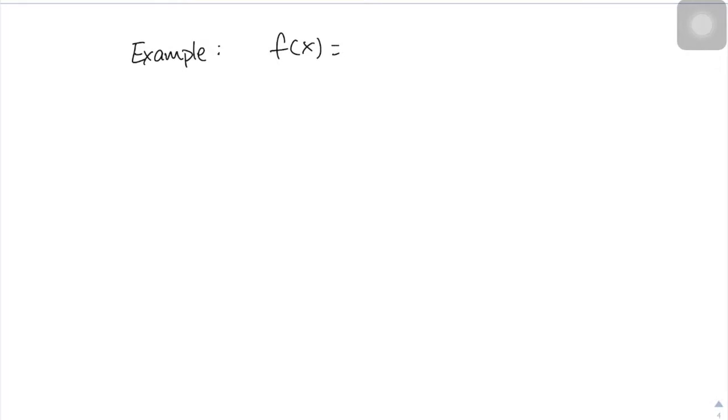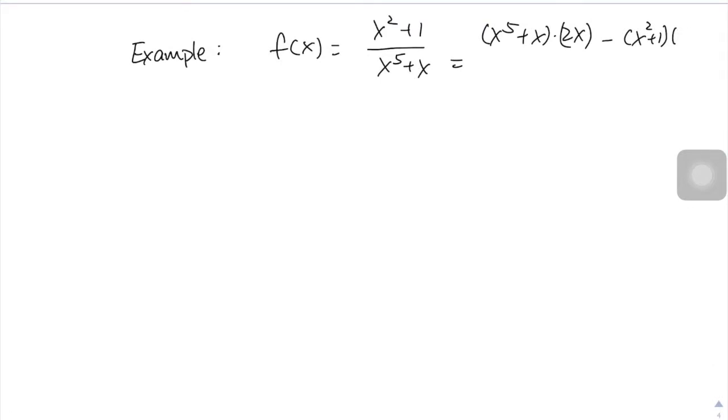Then we can look at this example. We take the derivative of high first, and then multiply it by low, and then minus the derivative of low, and then multiply it by high, and the whole thing over low multiplied by low.